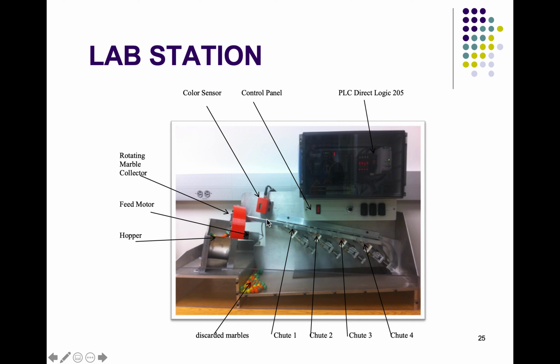Then we have a color sensor in between that will detect which color is passing through this rail. Then we have 4 chutes where we can collect the marbles, and this is our PLC. We are using Direct Logic 205. And this is our control panel where we have three switches. One is a toggle switch and the other two are spring switches.